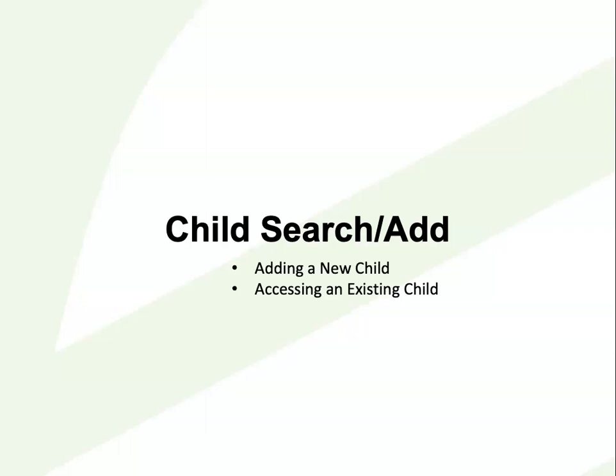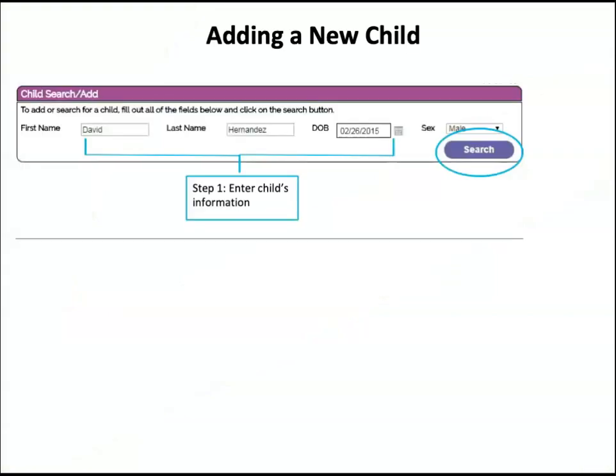We will discuss two components regarding the child search and add feature. First, how to add a new child, and then we will discuss how to access an existing child's file. The child search and add feature appears like this. You will be asked to enter the child's information with 4 required fields.